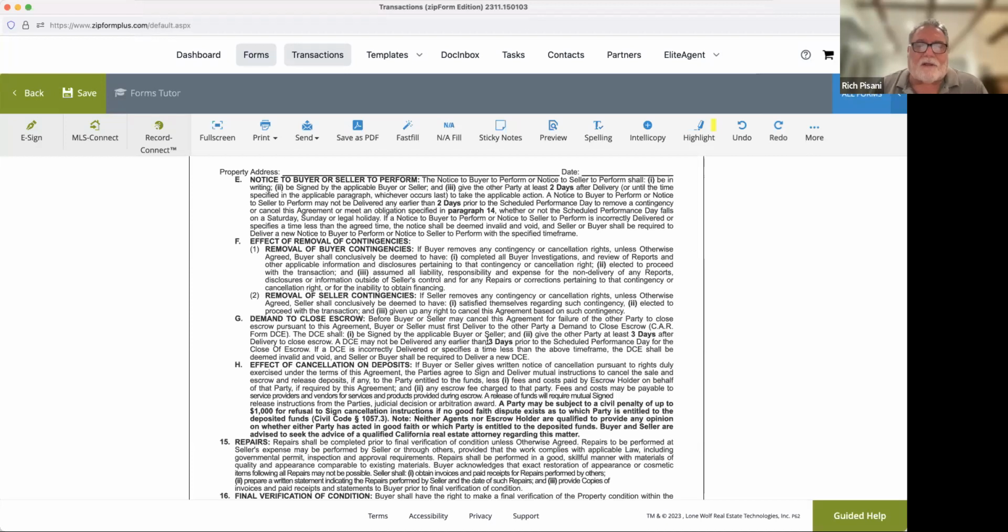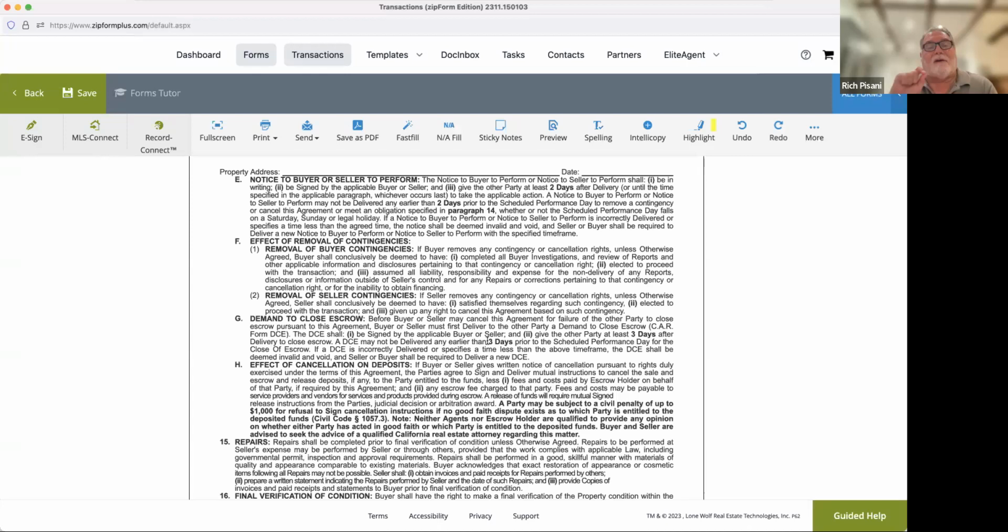let me read this. If a notice to perform or notice of seller to perform is incorrectly delivered, and times, if it's incorrectly delivered, meaning if you gave it to them prior to when the contingency was up, you can give it 2 days prior to when the contingency is up. If you give it 4 days prior to the contingency being up, it's invalid, and you'd have to give another notice to perform. It goes into days later on, so I'll go into how to count days and whatnot.